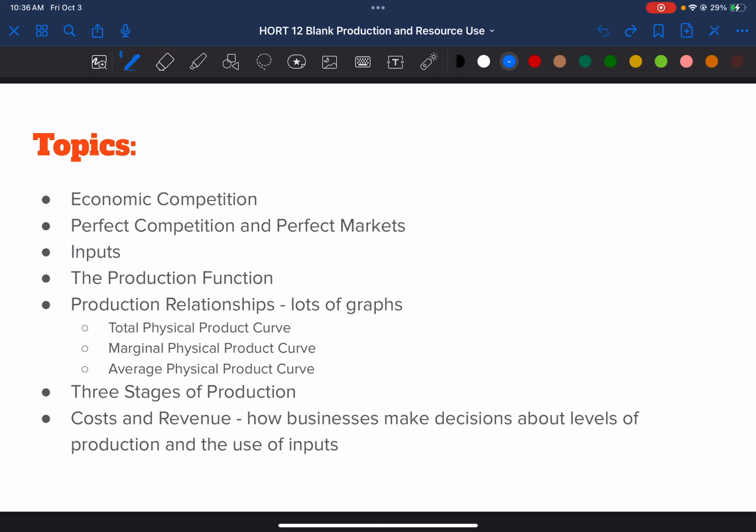And then we have the 3 stages of production, so 3 different levels of production that a business could be in, costs and revenue. And this is what people typically think of when you say the word economics. They're thinking of costs and revenue, how businesses make decisions about levels of production and the use of inputs, and how do they maximize their profits? How do they make the most amount of money?